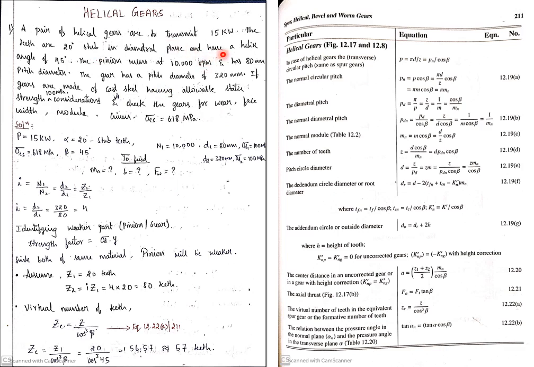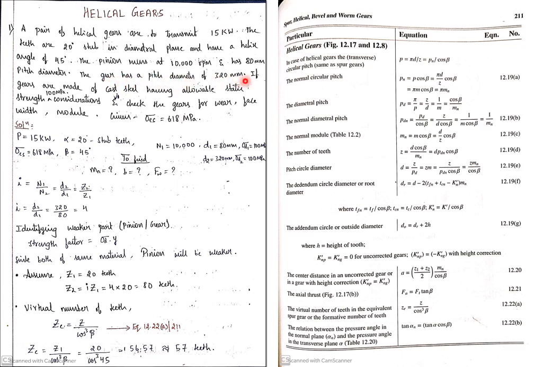Helical gears are to transmit 15 kilowatt power, he has given. The teeth are 20-degree stub, so he has given the profile in the diametral plane, and a helix angle given as beta. The pinion runs at 10,000 rpm and has an 80 mm pitch diameter, that is, he has given the pitch diameter of the pinion, d1. Now the gear has a pitch diameter of 320, d2.